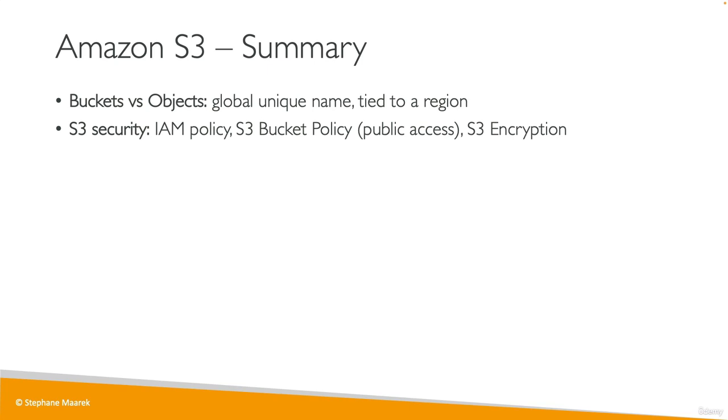For S3 security, we've seen that we can attach IAM policies to users or to roles. We've seen that we can also use S3 bucket policies. For example, we granted public access into an S3 bucket, and we can set up S3 encryption to protect some files. We can enable websites on an S3 bucket. This is the idea to host a static website on Amazon S3.